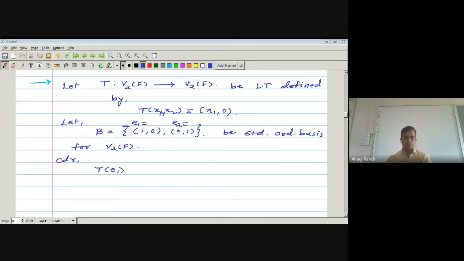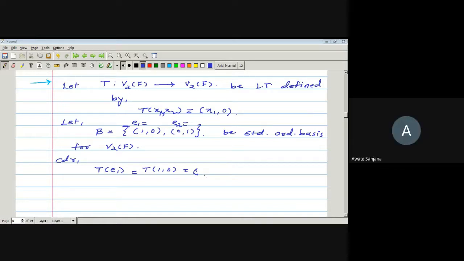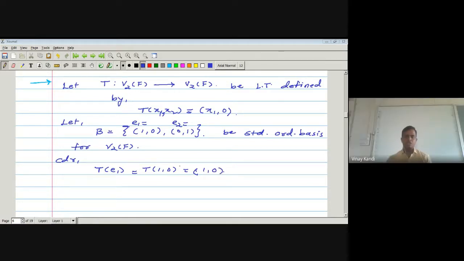Okay, what is T of E1? That is T of (1, 0). By this mapping, T of (1, 0) is equal to (1, 0), since the first coordinate is 1 and the second coordinate automatically becomes 0. And what is T of E2? T of (0, 1). By this transformation, T of (x1, x2) equals (x1, 0), so it is (0, 0). Now this is T of E1 and this is T of E2.